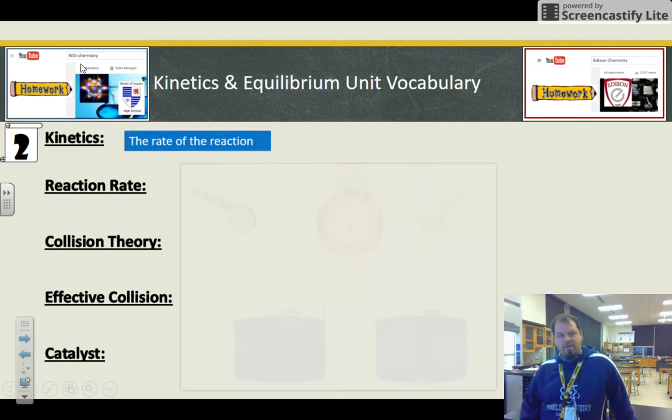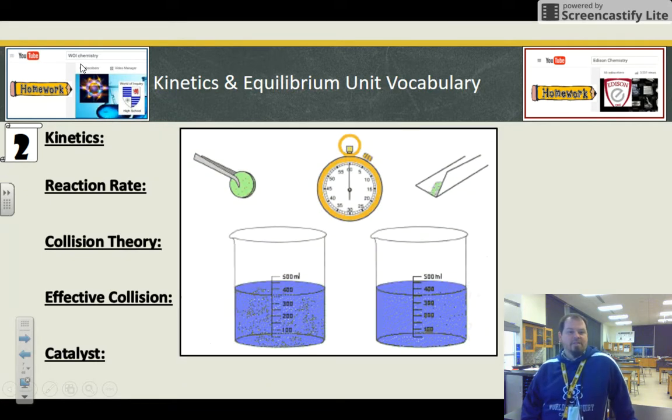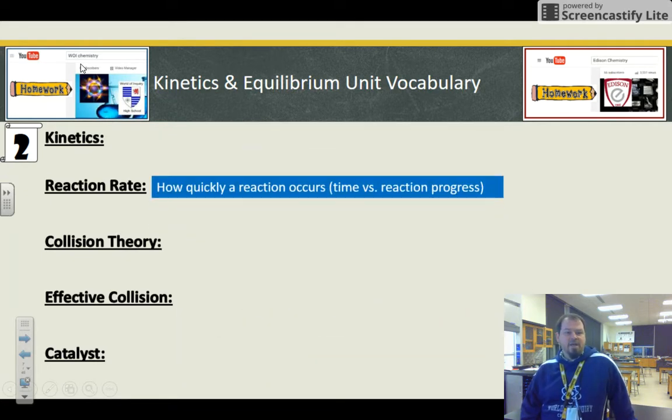Okay? Underline rate. Reaction rate is simply how much time it takes for the reaction, so how quickly a reaction occurs: time versus reaction progress, till it's done. When it's done, it's going to be done in a certain amount of time.